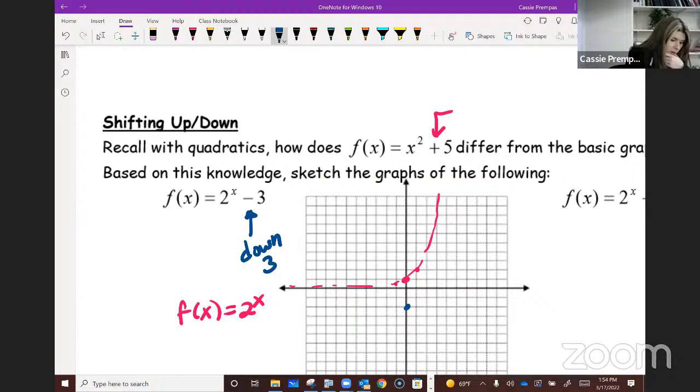Take 1, 2, go down 1, 2, 3. Now it's at 1, negative 1. Take negative 1/2, go down 1, 2, 3. And now it's at negative 1, negative 2.5. And all of these points are going down 1, 2, 3. They were approaching 0, but now it's changed everything. I bring this down, and there's a new asymptote, y equals negative 3.